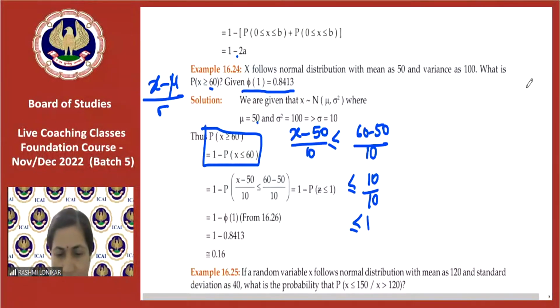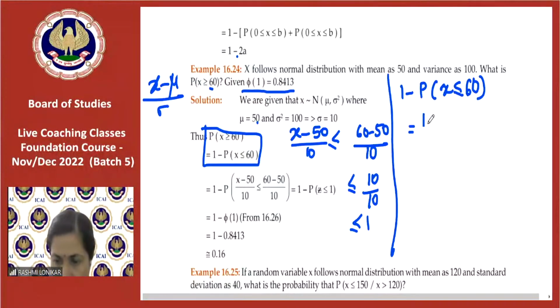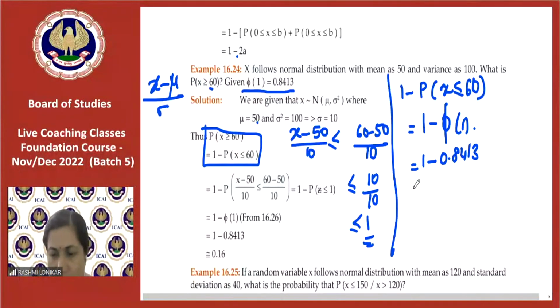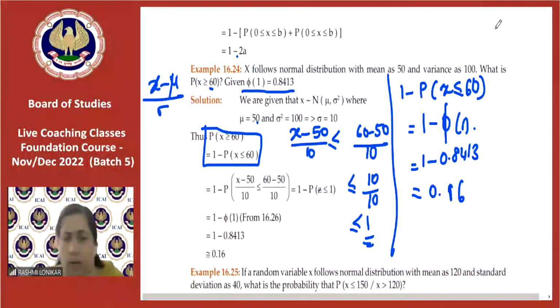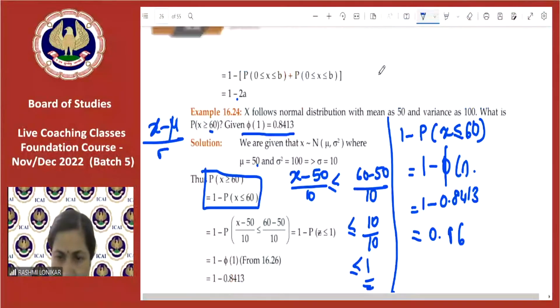So we say that 1 minus P of X less than or equal to 60 will be equal to 1 minus phi of 1. Because we got this as 1, this is nothing but phi of 1, whose value you already have: 0.8413. So this is equal to 0.16.